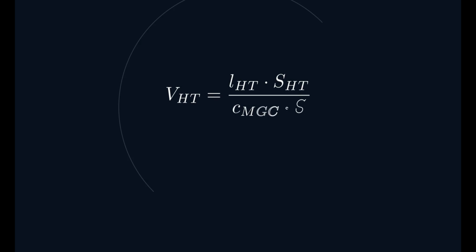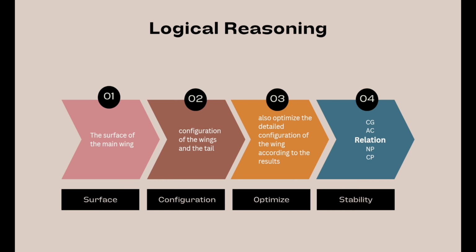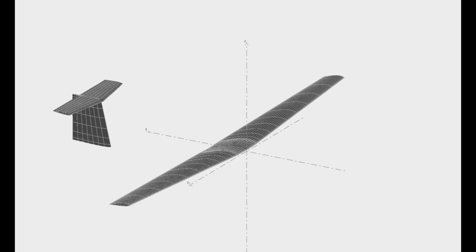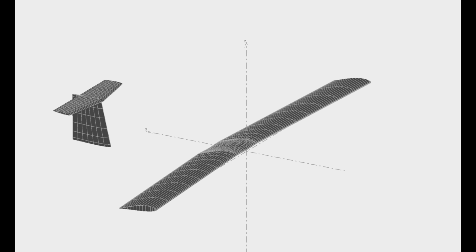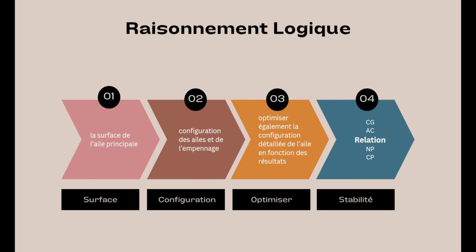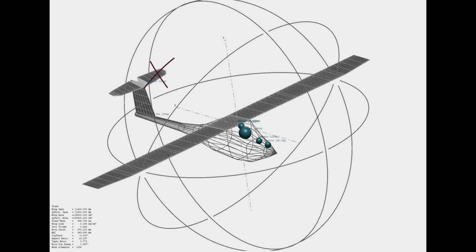Now, what's the relationship between the main wing and the tail? There's actually a practical rule of thumb for this, which is mainly determined by the area of the main wing. In the end, I work backward from the main wing area to arrive at the final stability results. While calculating the area, I also refine the detailed configuration of the wing based on the results, so that the overall stability can be further optimized. I'm still using XFLR5 for the analysis, and I'm basically neglecting the influence of the fuselage.